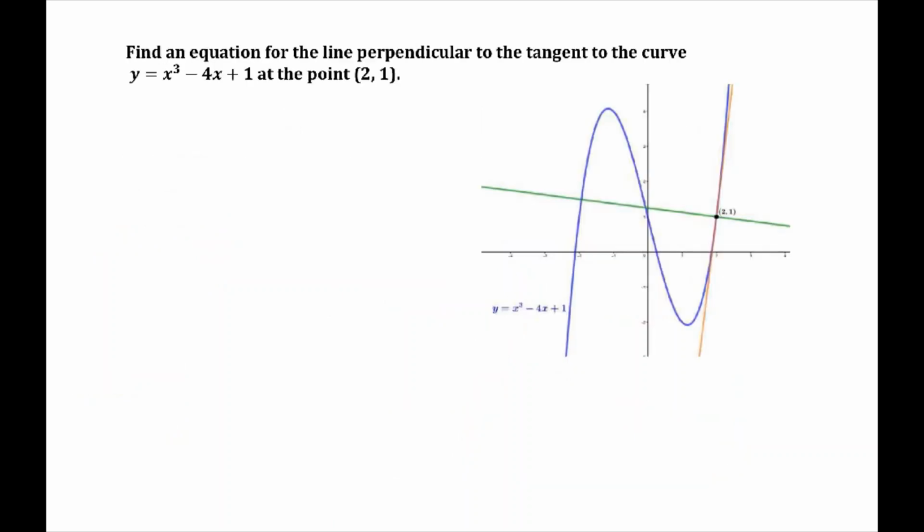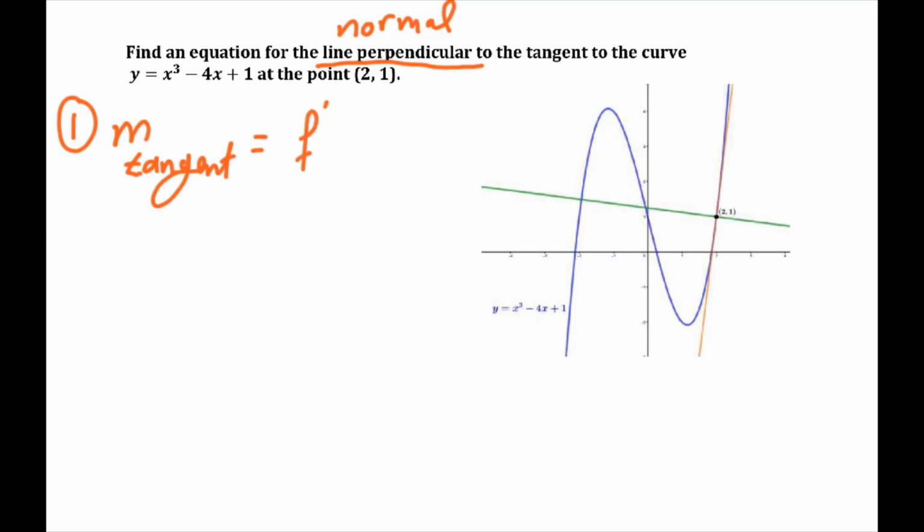Now, let's look at the first example. So in this example, we are looking to write the equation of the line perpendicular to the tangent. Well, the line perpendicular to the tangent is the normal line. And if we are able to find the slope of the tangent line, and we take the negative reciprocal, then we will be able to write the equation of the normal, right? So first step, we need to find the slope of the tangent. And the slope of the tangent is the first derivative, or in this case y prime.